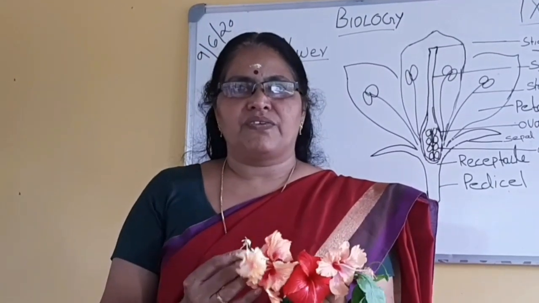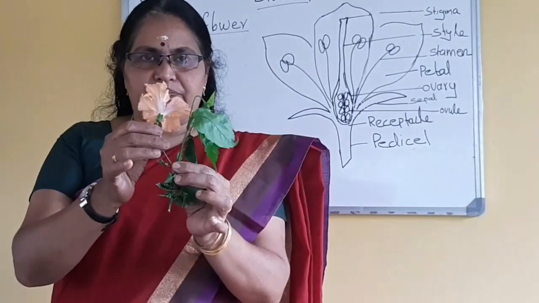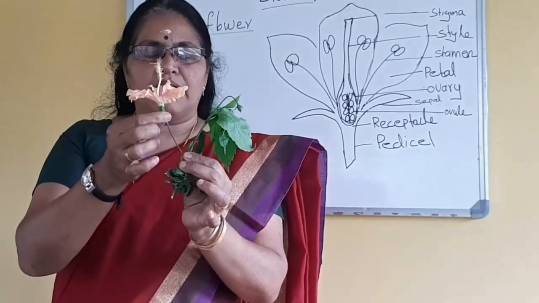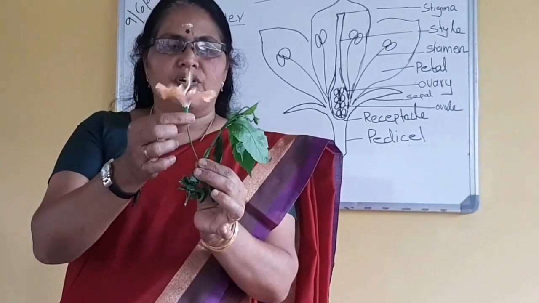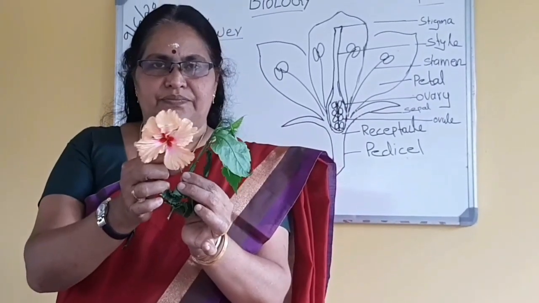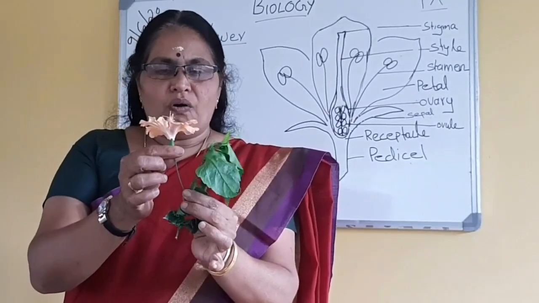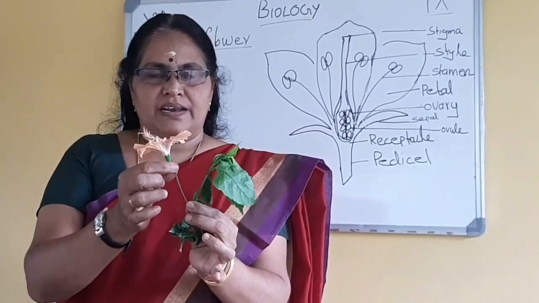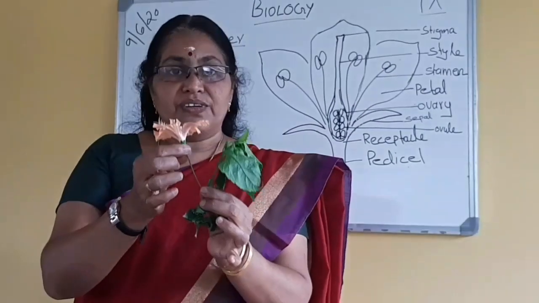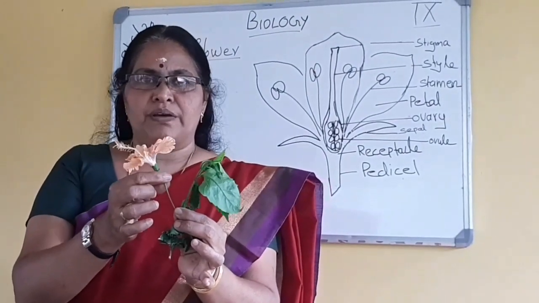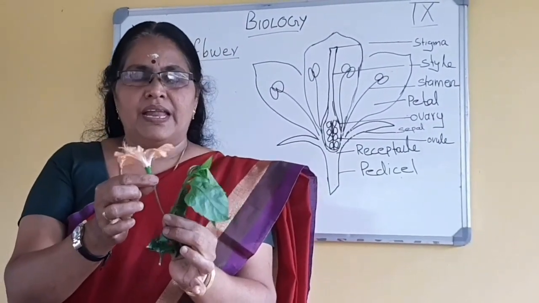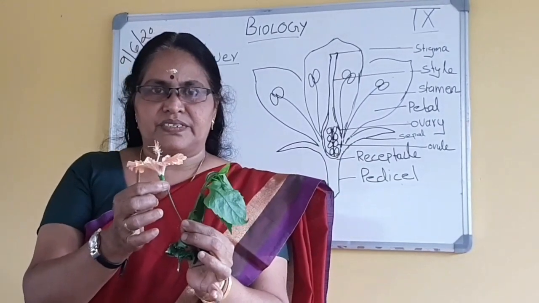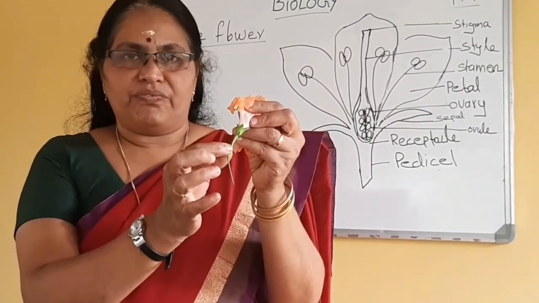Let us see the structure of a flower. This flower is attached on the stem with the help of a stalk. The stalk of the flower is called the pedicel. But do you think all the flowers have a pedicel? No. Some flowers have no pedicel. The flower with a pedicel is called a pedicellate flower, and a flower without pedicel is called a sessile flower.